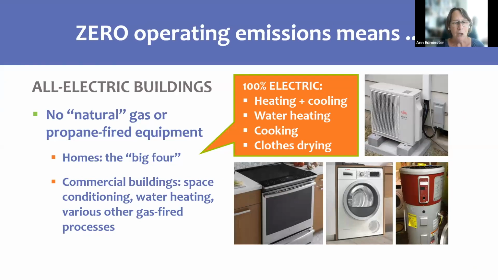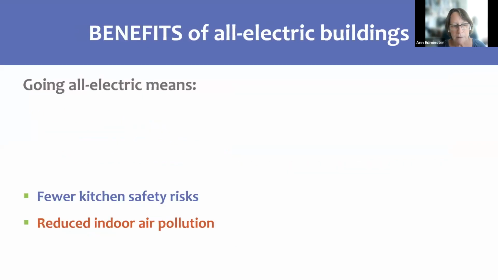Okay, so what do we mean with this zero? We're leaving behind now embodied emissions, and we're moving on to the primary topic today of zero operating emissions. So we're talking all electric buildings. We've got the big four in homes, which is, again, the primary interest of your group, I know. And in commercial buildings, it's a very parallel conversation, but obviously based on building type and the specific uses in the building, that can get quite a bit more complex.